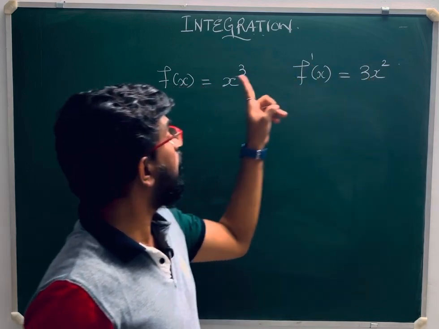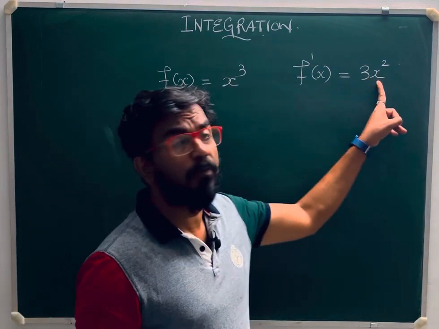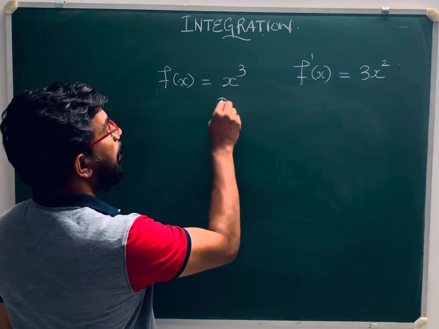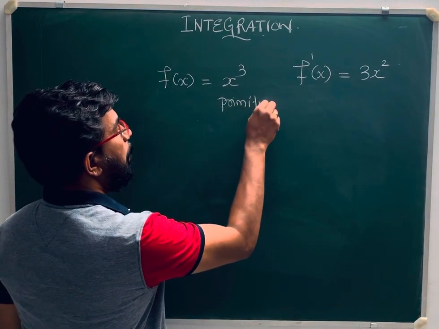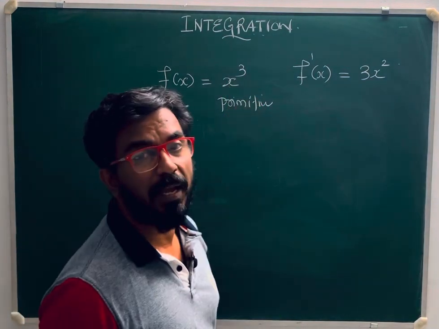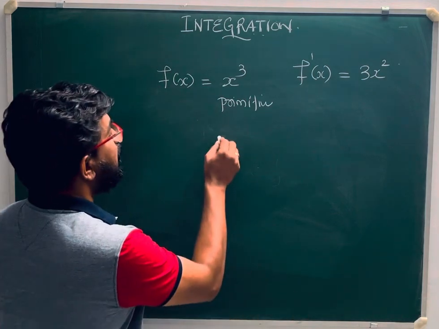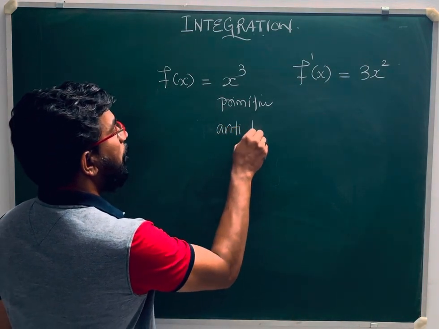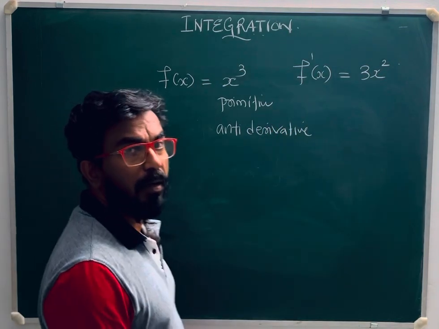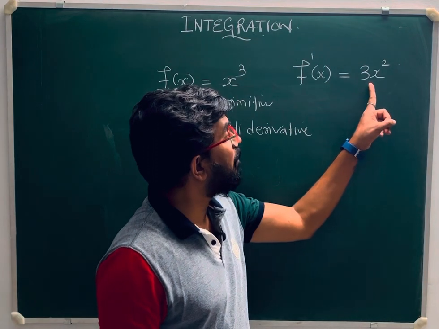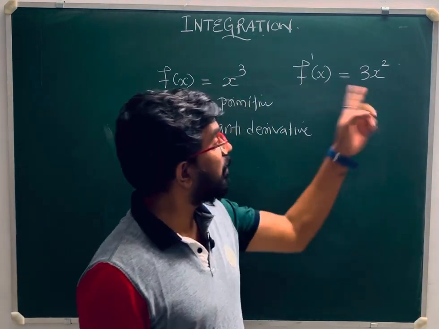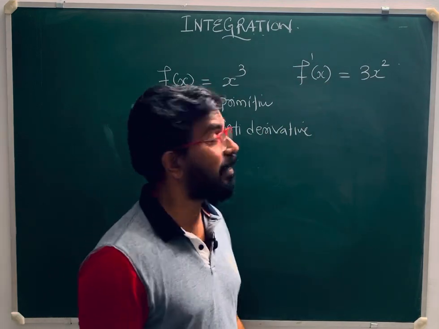How can I call back what is x cube for 3x square? We can call it the primitive. Primitive of 3x square is x cube, or we will call it an antiderivative. Now the question is, can we get from 3x square back this x cube? Yes, that inverse process is called integration.